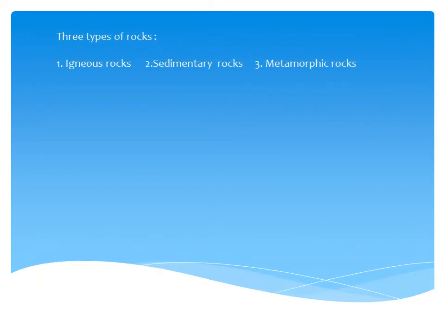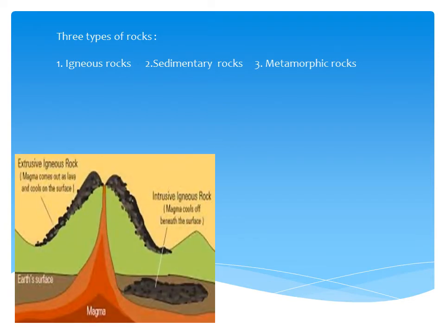The three types of rocks are igneous rocks, sedimentary rocks, and metamorphic rocks. First, we will discuss igneous rocks. The word igneous is derived from the Latin word ignis, which means fire.